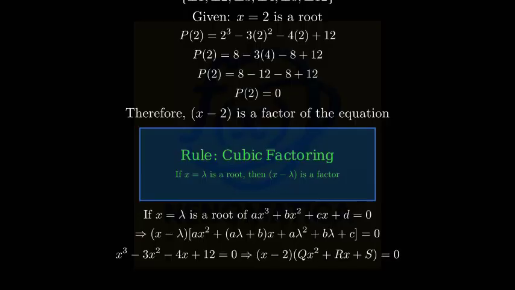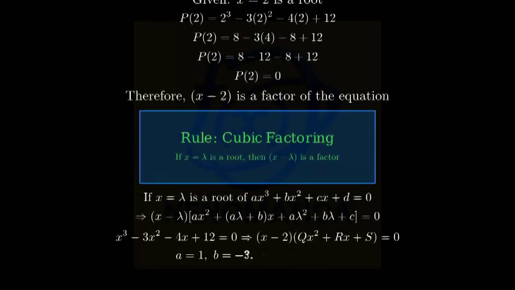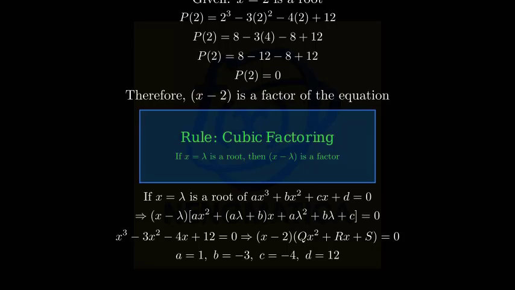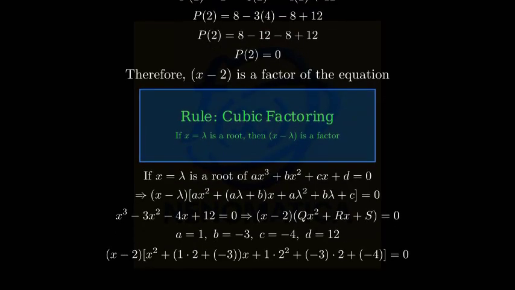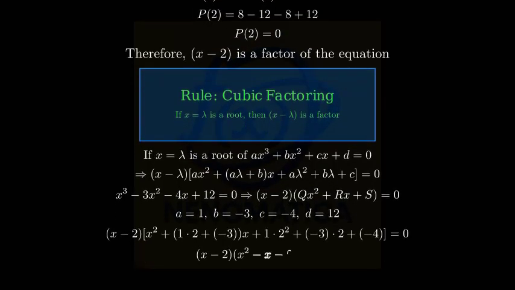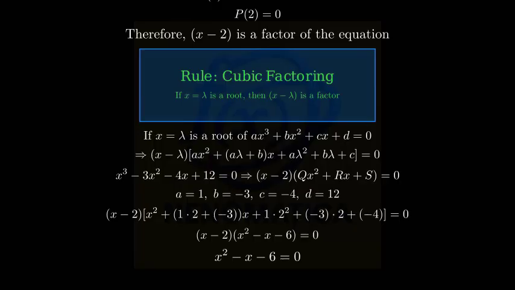Since x equals 2 is a root, we can factor our equation as (x - 2) times [some quadratic expression] equals 0. Using our formula, and noting that a equals 1, b equals negative 3, c equals negative 4, and d equals 12 in our original cubic equation, we get (x - 2) times [x squared + (1 times 2 + negative 3)x + 1 times 2 squared + negative 3 times 2 + negative 4] equals 0. Simplifying, we get (x - 2) times [x squared minus x minus 6] equals 0. Now, we need to solve the quadratic expression x squared minus x minus 6 equals 0.